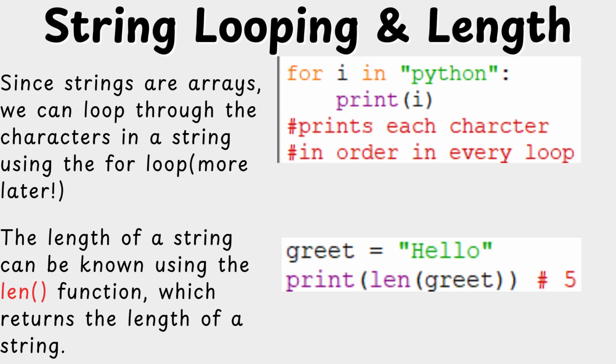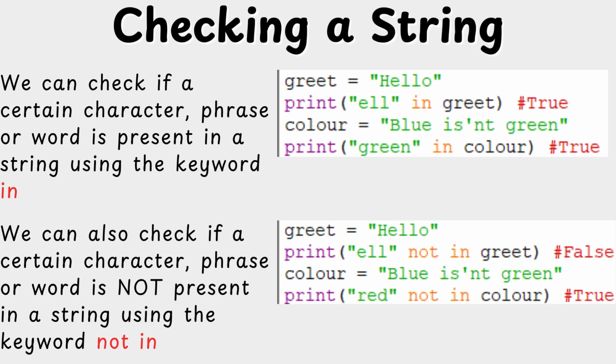Now, if we have H, E, L, L, O, that is 5 letters. So the length of greet is 5. The length of hello is 5. Now in Python, we can check a string. We can check if a certain character or phrase or word is present in a string using the keyword in.